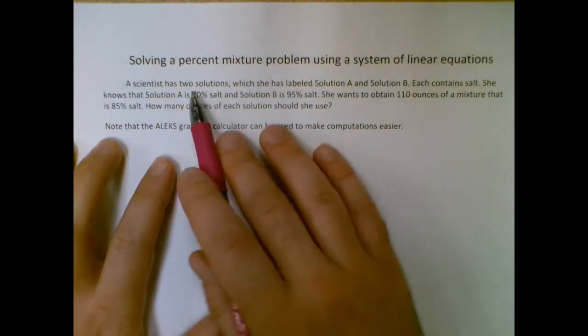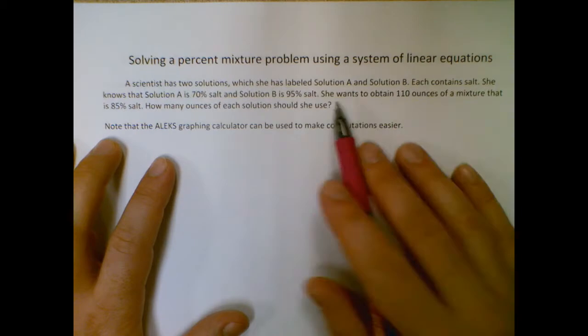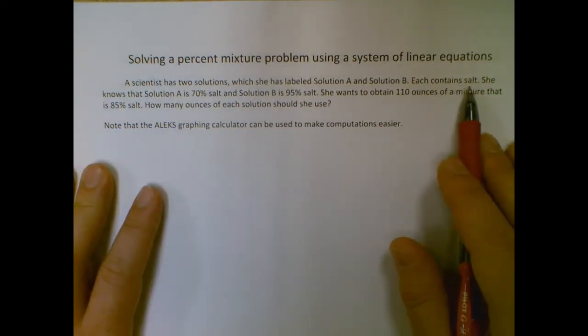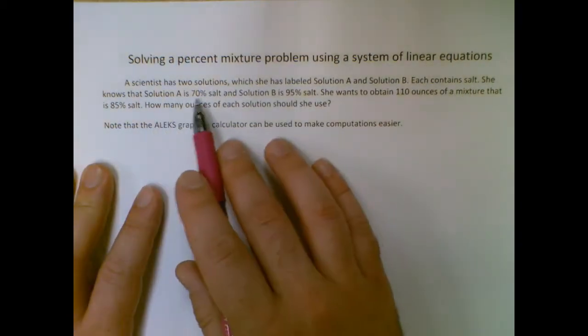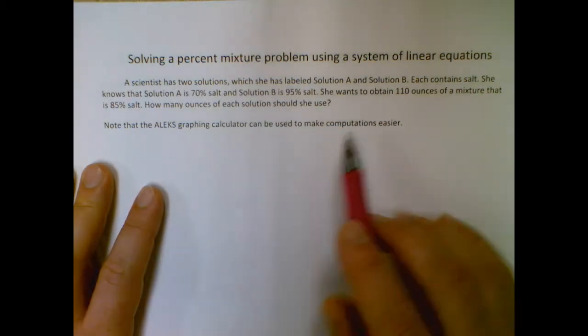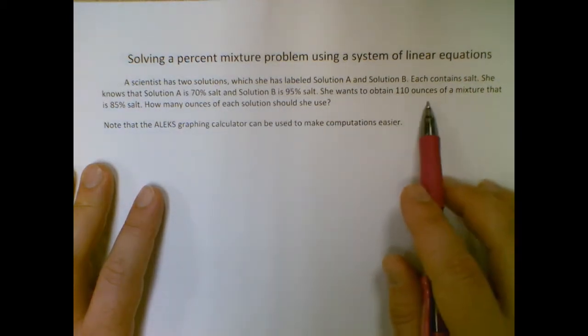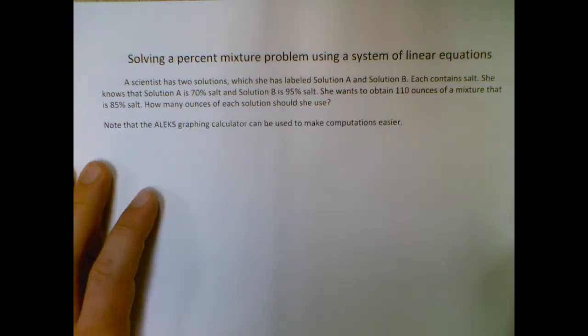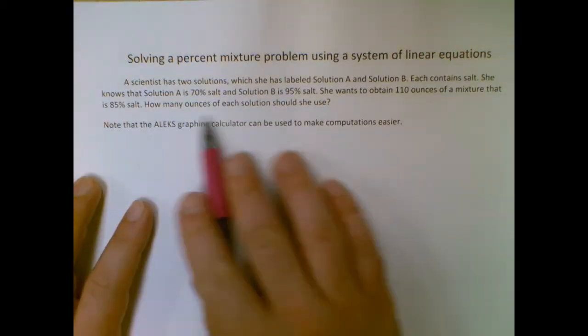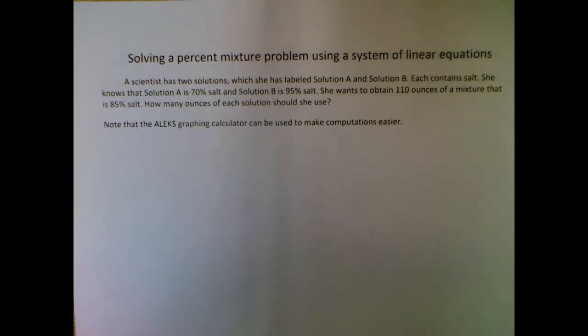So what we have is a scientist that has two solutions, which she's calling solution A and solution B, so they don't get mixed up. And each one is mixed with salt. She knows solution A is 70% salt and solution B is 95% salt. And she wants to retain 110 total ounces of a mixture that's 85% salt. So she'll mix those, and we just want to figure out how much of each she should use.